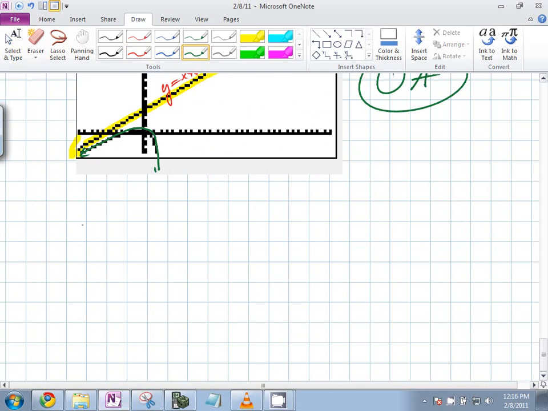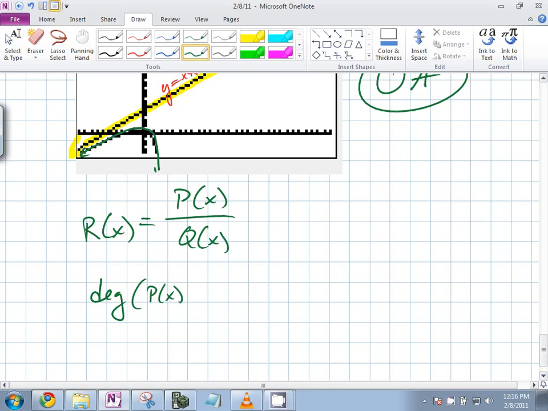If we have a rational function p of x over q of x, and the degree of p of x is equal to 1 plus the degree of q of x, what does that mean? The degree of p of x is 1 greater. Then you have an oblique asymptote. If the degree of the top is 1 greater than the degree of the bottom, you have an oblique asymptote.